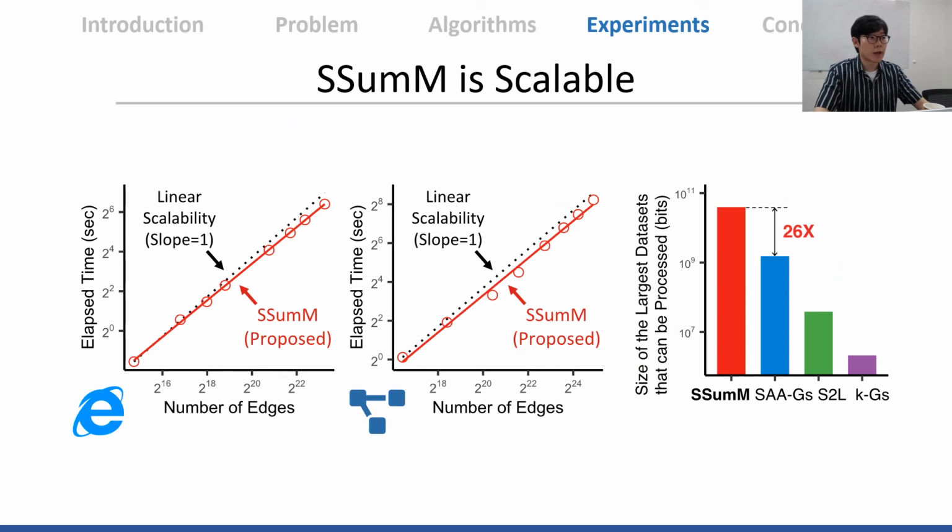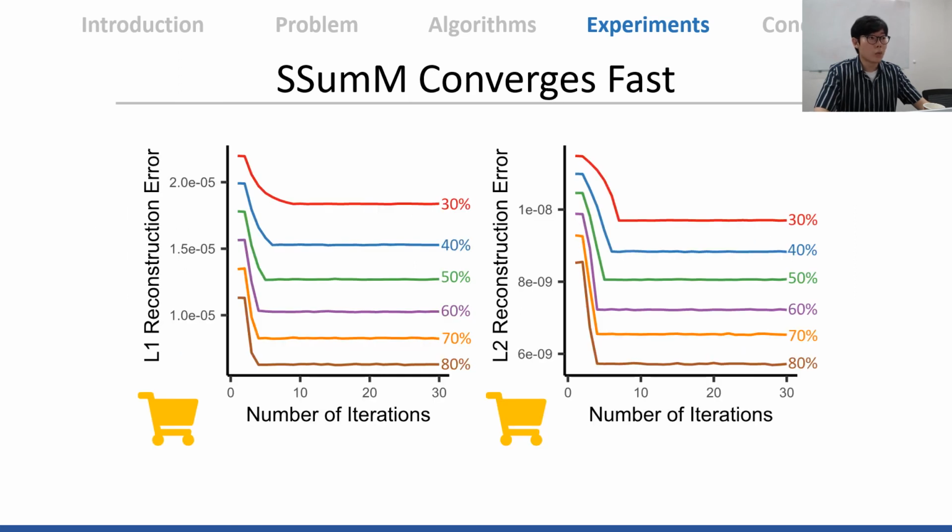We evaluated the scalability of SSumM by measuring how its runtime changes depending on the size of the input graph. We randomly sampled a different number of nodes to obtain various sizes of graphs from the Skitter and LiveJournal datasets. As seen in the figure, SSumM scaled linearly with the size of the input graph. Notably, due to its scalability, SSumM successfully summarized a 26 times larger dataset with 0.8 billion edges than the best competitors.